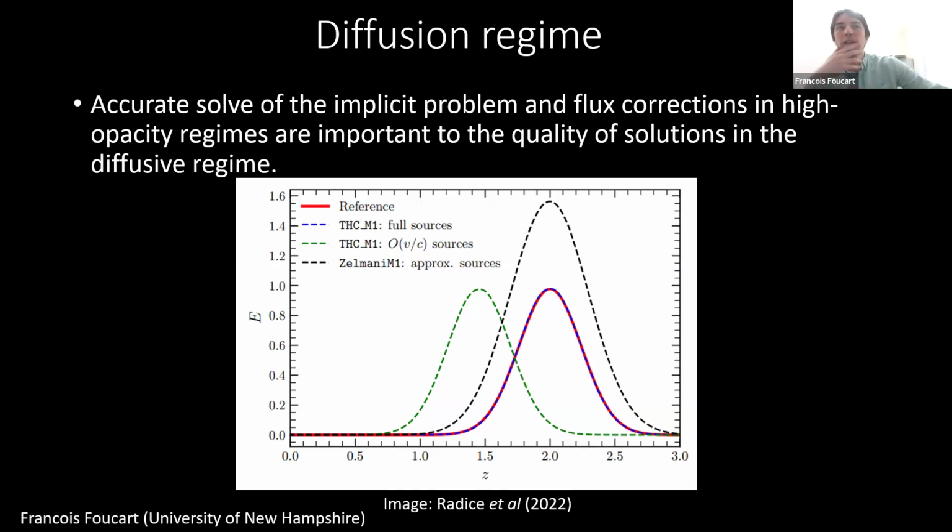So doing the proper treatment of the implicit source terms in these moment schemes is important in order to capture these high scattering regions properly, at least. And maybe in other regimes as well, but this is the one configuration where it has been shown to have a large impact.